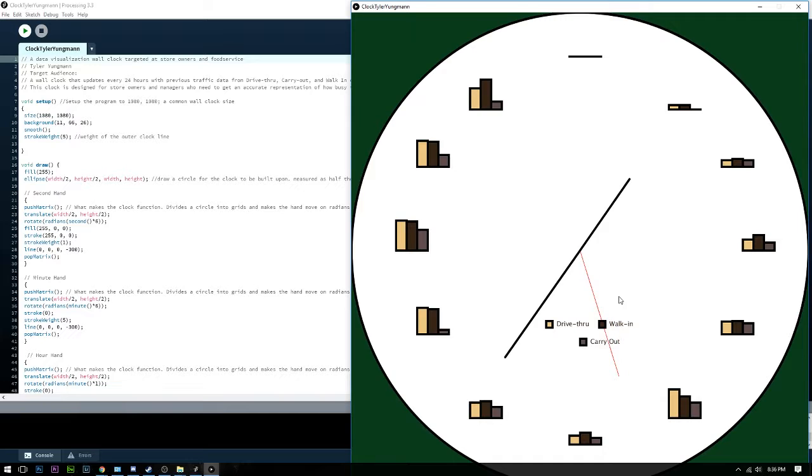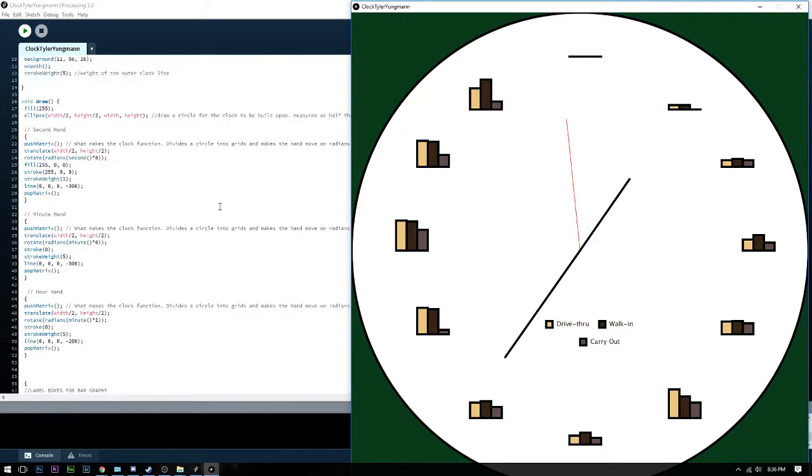It would pull from the system the previous day's information, and then you could just see in a clock form what time would have that amount of people. So for example, 9 o'clock would have a good amount of drive-through, walk-in, and a little bit less carry-out. But then when it gets to like 12 o'clock, no people came in. Maybe the store was closed, or they were still opening, or something went wrong, but they had no customers. So that's basically my clock.